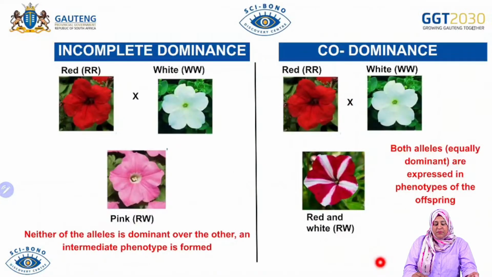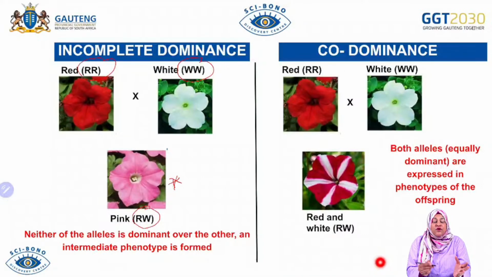If I look at incomplete dominance, here neither of the alleles is dominant over the other. So an intermediate color forms. Now, this is the notation. It's capital R with capital W, and then capital R and capital W. But the color will tell you what kind of cross this is. So it's incomplete dominance because the offspring that forms is a blending, a mixture of both the parents. Red and white give you pink.